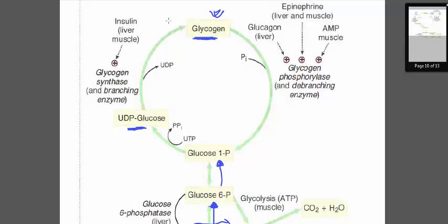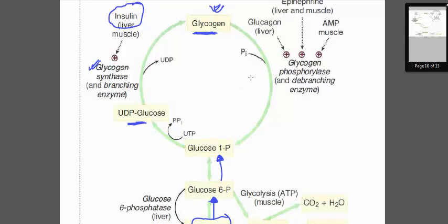And glycogen synthesis happens in the presence of insulin. All synthesis happens under the influence of insulin. Right? And insulin actually activates glycogen synthase, and glycogen synthase starts making glycogen. This glycogen is stored in the liver.